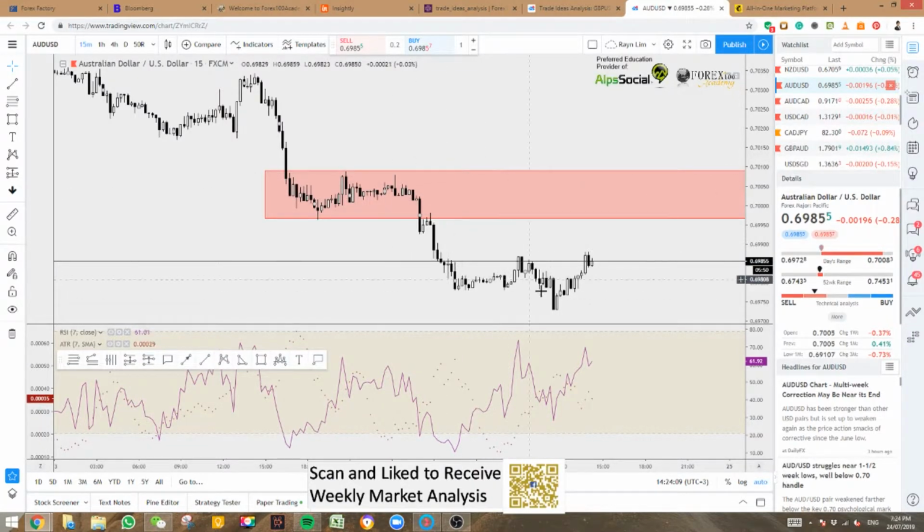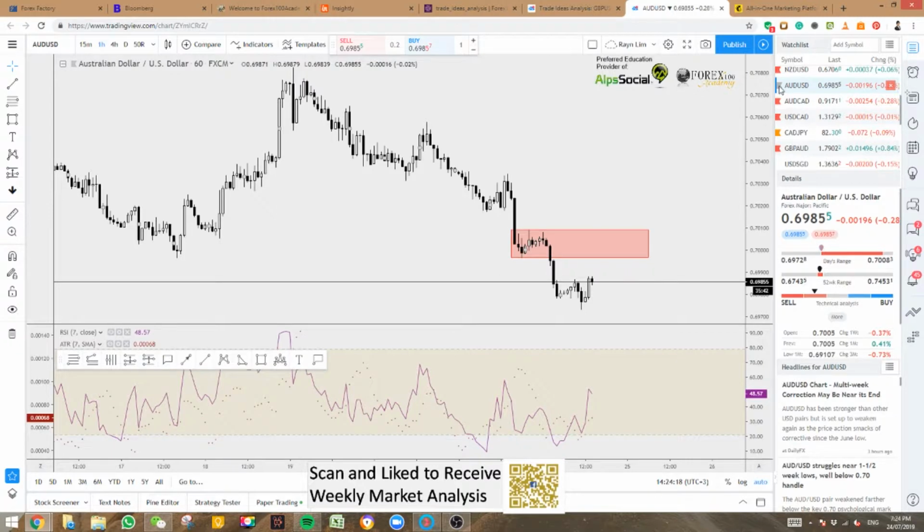In 50 minutes, you might have another shark pattern. So Eugene, you can double check. Alright, it might give you a good opportunity.